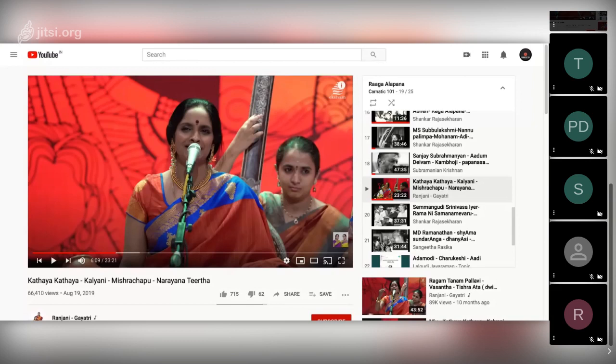Because usually the main pieces, this is not a hard and fast rule, but if you look at the kacheri format that many people follow, mostly the main piece of the day tends to be 45 minutes plus, usually in say a 2.5 to 3 hour concert. So in this particular thing, they've done only a 25 minute thing, which means it's a slightly shorter, what we popularly call a sub main. So I think that's what's been sung here. Also the kirtanai is not a very big kirtanai.